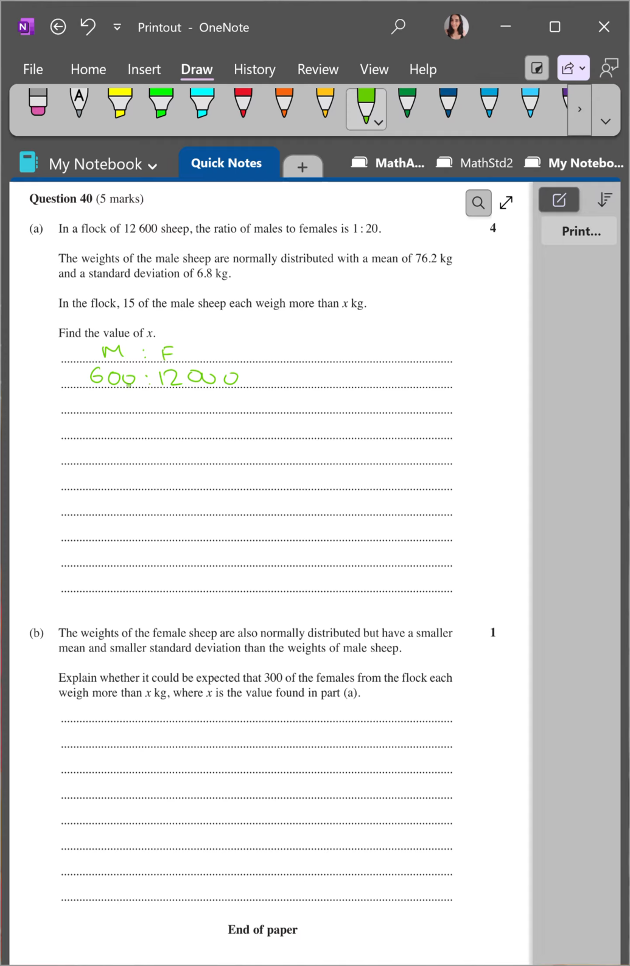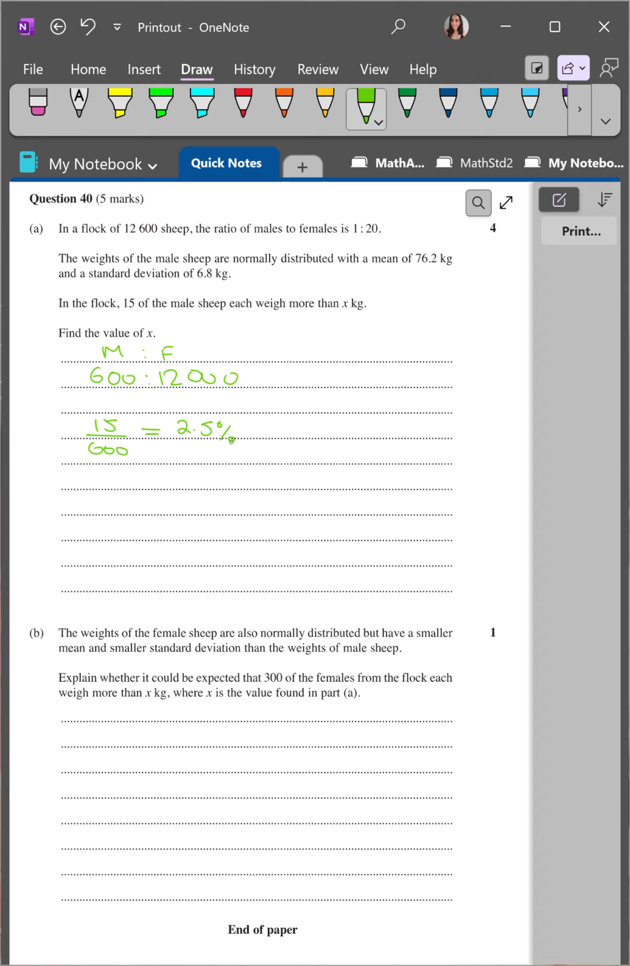Okay, now if there's 600 males, that means 15 out of 600 is going to be the percentage that 15 is. So that's 2.5% when I put that into my calculator. It'll give you 0.025, times that by 100, and that will give you the percentage.